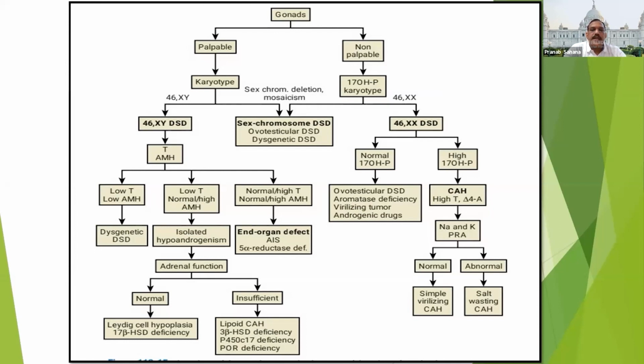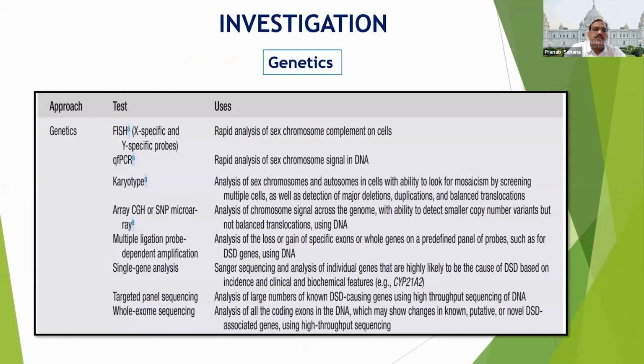Coming to genetics, it plays an important role in the diagnosis of DSD: karyotyping, FISH, quantitative fluorescence PCR, array analysis, single gene analysis, targeted panel sequencing, or whole genome sequencing. All these tests are now available, though not available in all of our institutions, and many times we cannot do much of this genetic testing. However, they are available and immensely helpful in reaching a specific diagnosis of the cause of DSD.